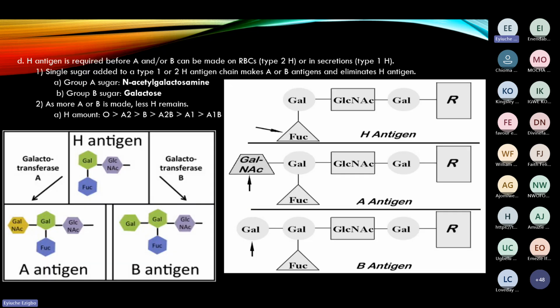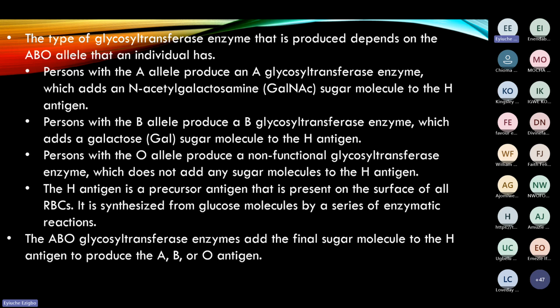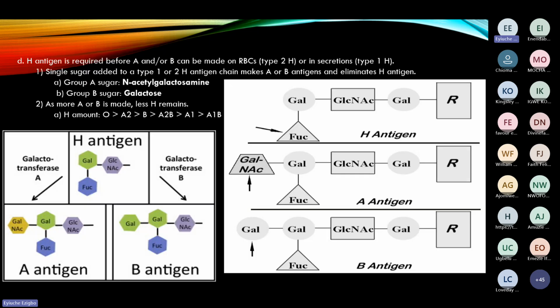Okay. So when you look at this diagram now, this is a diagram explaining what we just talked about. This is the H antigen, the precursor antigen of the ABO blood group, and it is present on all the red blood cells. Now, depending on the blood group of the individual and also the allele which the individual has, if the person is of blood group A, that means a person with the A allele will produce a glycosyltransferase enzyme, which will now add an N-acetylgalactosamine sugar molecule to the H precursor, and that is what is happening in this diagram.